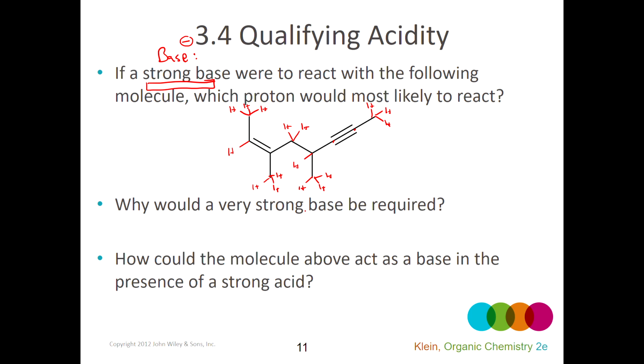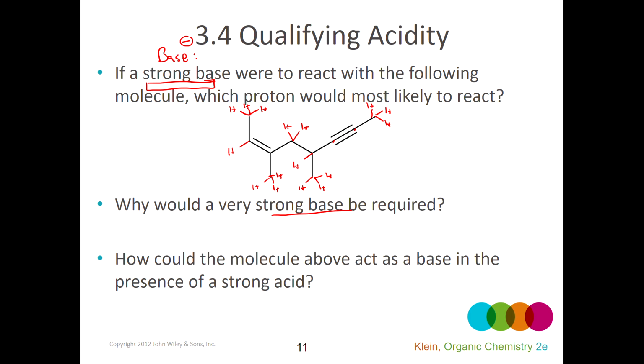So first off, why would a very strong base be required? Well, none of these hydrogens have low pKa values. They're all pretty weak. If I remove any one of these, I'm going to create a carbon with a negative charge, and that's really very unstable. So I'm looking at pKa values above 20 most likely for atoms. That's really unstable, to put a negative on a carbon like that.